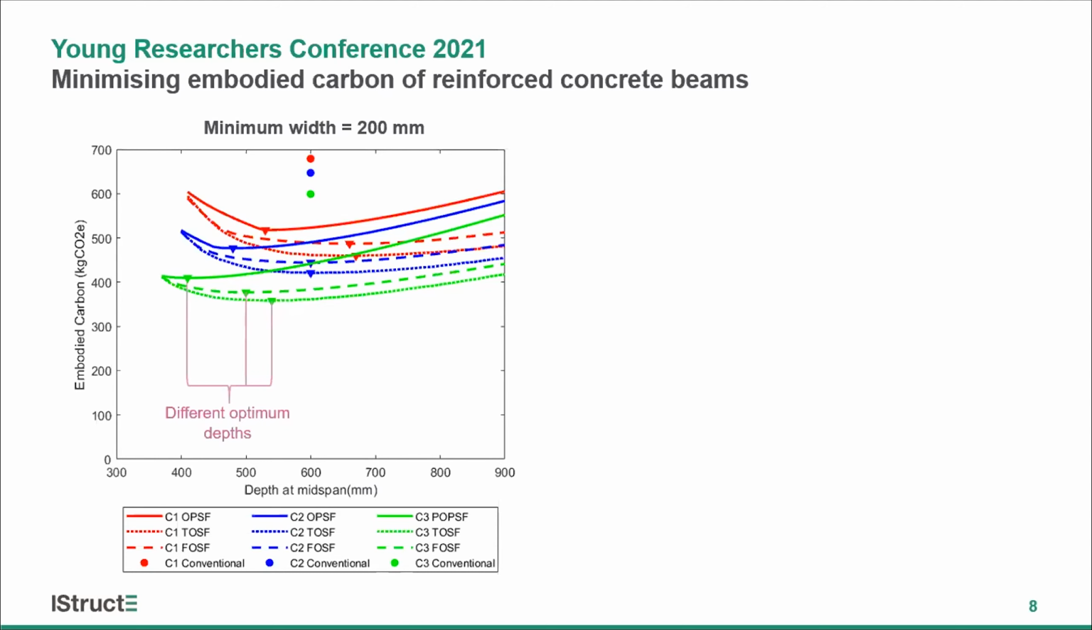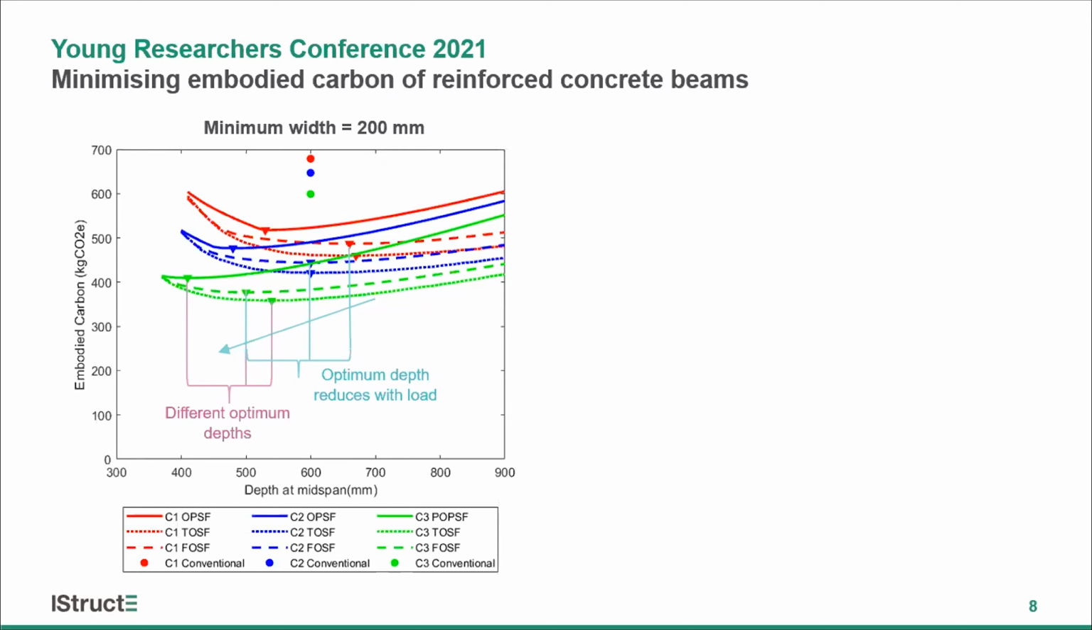As you can see, even if the span and the load are the same, the optimum depth for the three different optimization strategies is different. Also, if we compare across the different load cases, you can see that the optimum depth has reduced with the load. This analysis has been carried out assuming the minimum possible width is 200 millimeters.